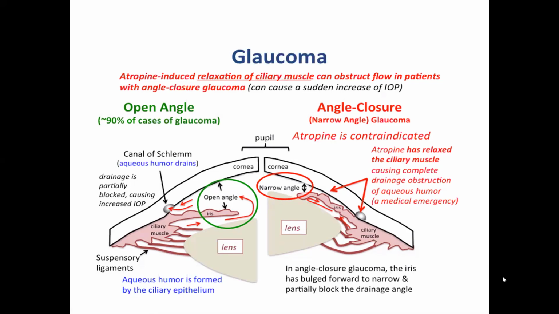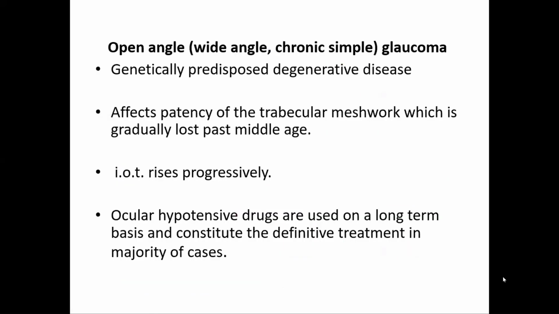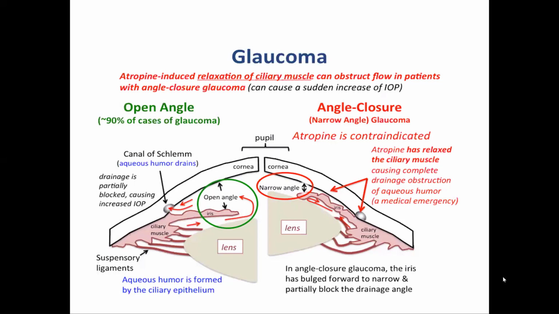So coming to different types of glaucoma. The first one is open angle glaucoma, which is also known as wide angle glaucoma, and also known as chronic or simple glaucoma. But when you talk about severity, although the prevalence of open angle glaucoma is more when compared to narrow angle glaucoma, narrow angle glaucoma is much more severe, and its prognosis is poor when compared to open angle glaucoma.